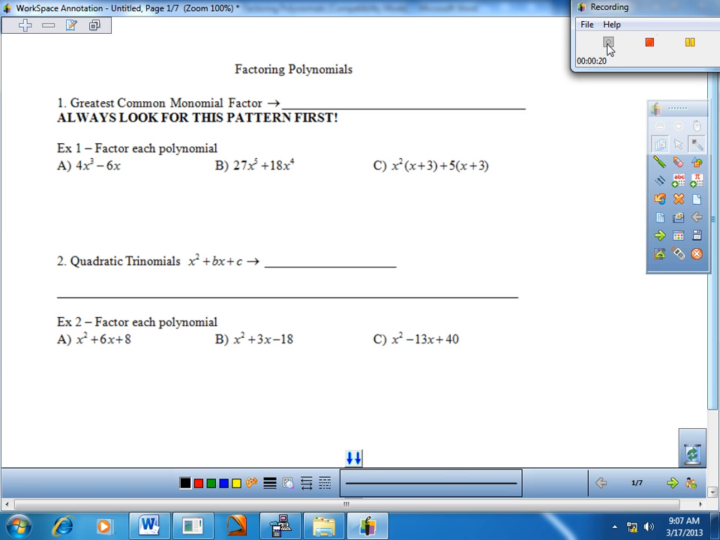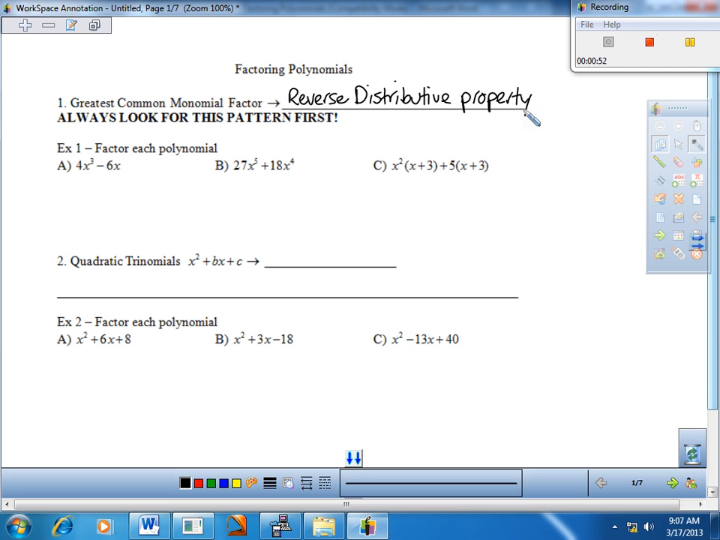At the top here I have the greatest common monomial factor. And then I guess here's what I would have you write in the blank right there. I always consider this just the reverse of the distributive property. So we all know how to multiply into parentheses. This would be taking something out and creating parentheses with the remaining factor.